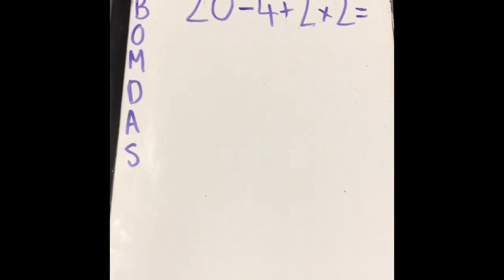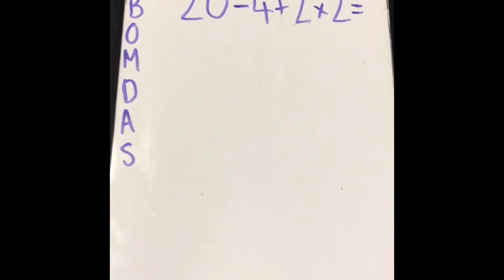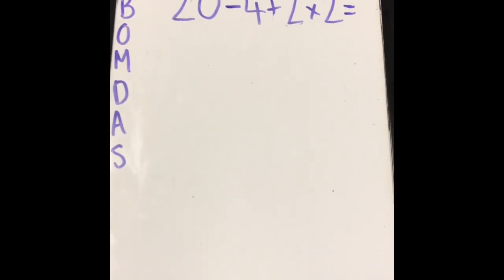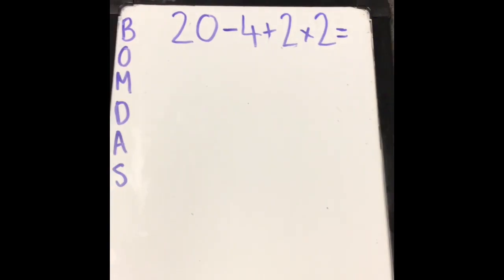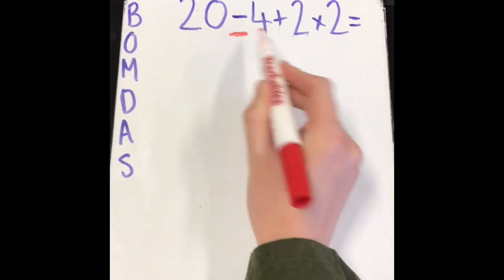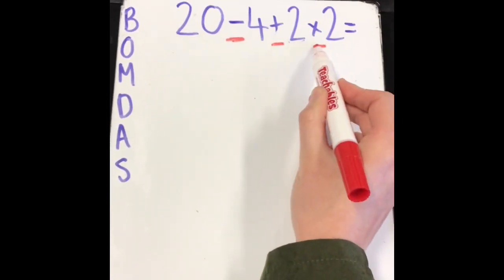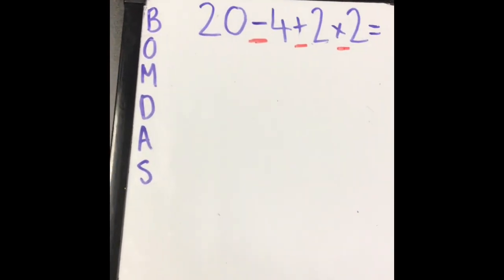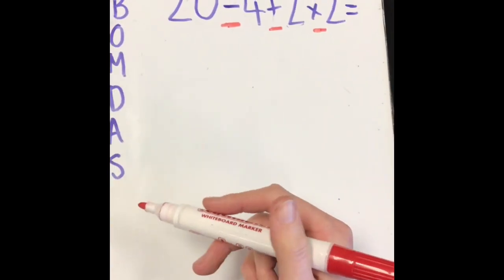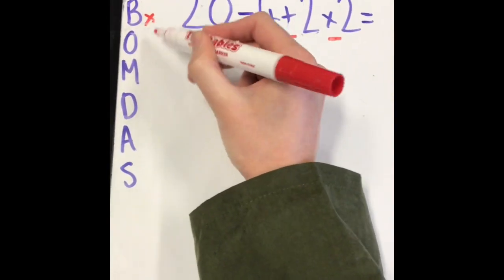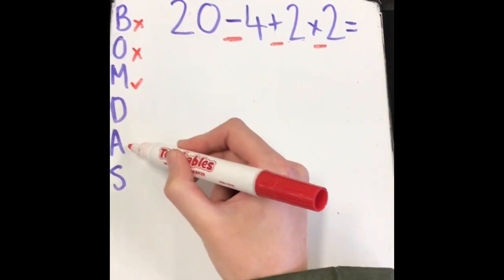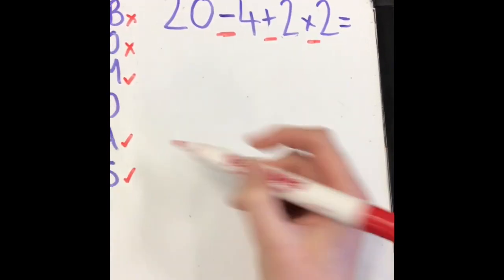Alright, let's solve another problem. Here we have 20 subtract 4 plus 2 multiply 2. Now let's have a look firstly at what operations I have. I have subtract, add, and multiply. So what we need to do is go through BOMDAS and see which one I need to do first. I don't have brackets in this, and I don't have others. I do have multiplication, and I do have addition and subtraction.